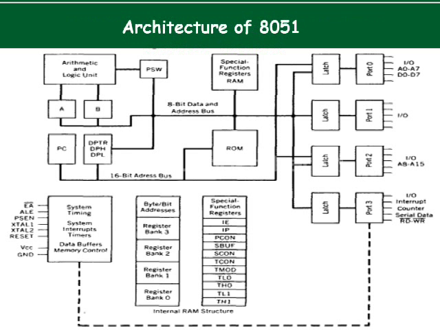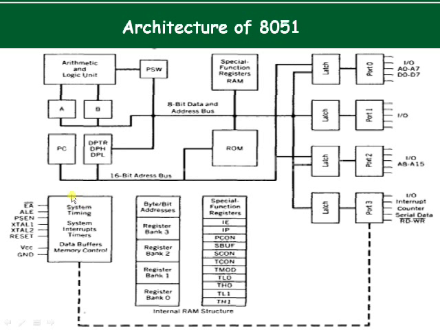Now let us see how this architecture looks. Here, this is the basic architecture of the 8051 microcontroller. As you can see here, the arithmetic and logic unit along with some registers like A, B, program counter, DPTR, program status word, and then we have RAM as well as ROM. RAM size is 128 bytes and ROM size is 4 kilobytes. Here we have an 8-bit data and address bus, and then a 16-bit address bus.